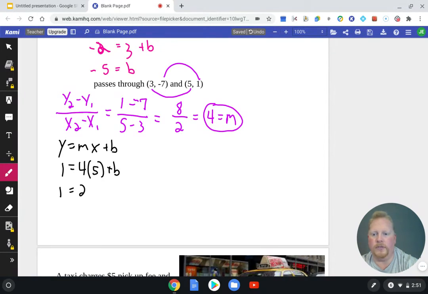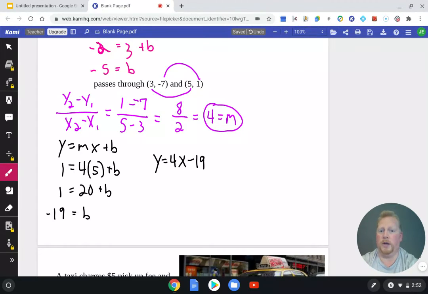So 4 times 5 is 20. Subtract the 20 from both sides. And there's our b value, negative 19. So now I just take the slope that I figured out. Oh, that's an ugly x. Okay, so the slope is 4. I just figured out the y-intercept is negative 19. So there we go. There's my equation.